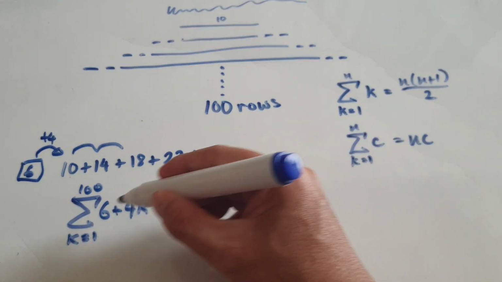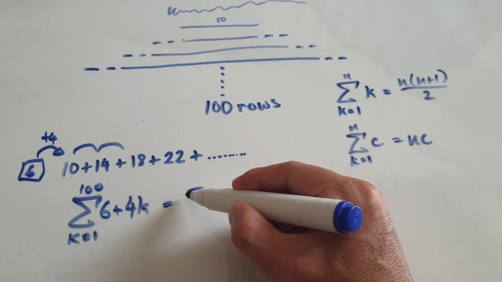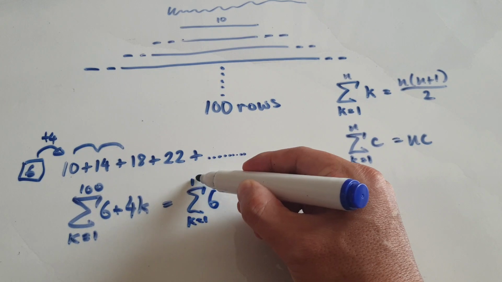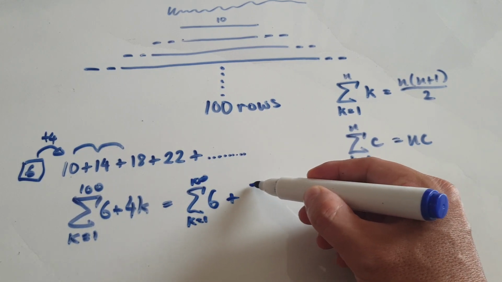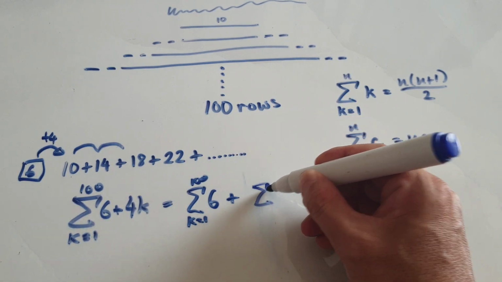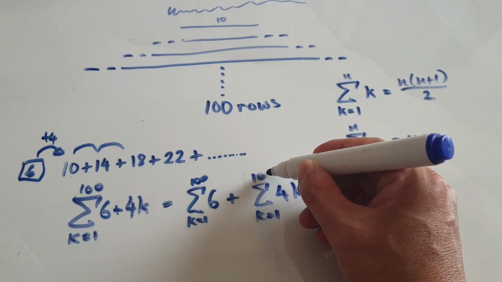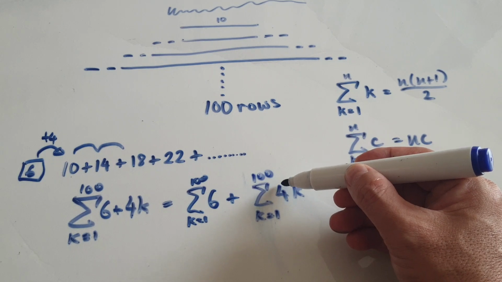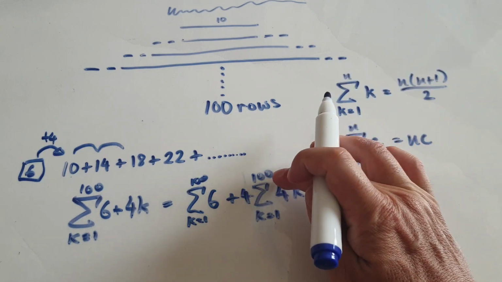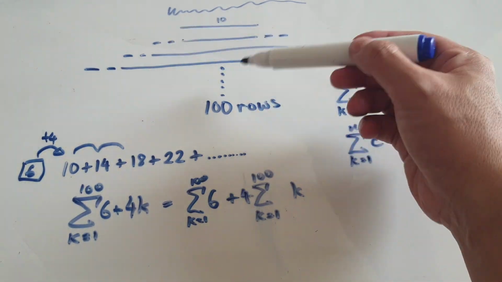Now, using the laws of summation, if you're trying to sum up one thing plus another thing, you can just sum up one thing, so this would be k equals 1 to 100, and then plus a summation of the other thing, so 4k from k equals 1 to 100. And because this is a constant, another law of summation is that you can drag the constant out. So it will look like this. There. This whole thing here will then give us the total number of seats.